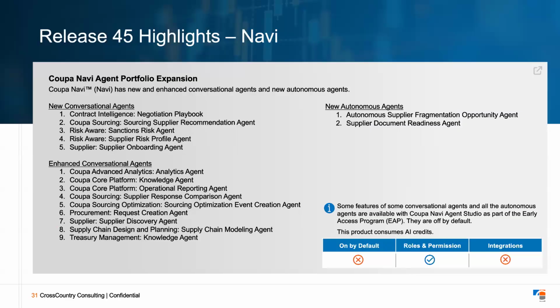All right, so this is the overall Navi agent portfolio expansion, what's new and what's been enhanced for our agents. I won't go through all of these, but the idea is that you now have a way to interact with Navi through most of your applications. This is going to allow an autonomous agent to support some of your daily tasks as they relate to contracting, sourcing, risk, and even supplier onboarding. It's a tool that can help drive automatic information and take some of the manual work out of our system admins' hands.